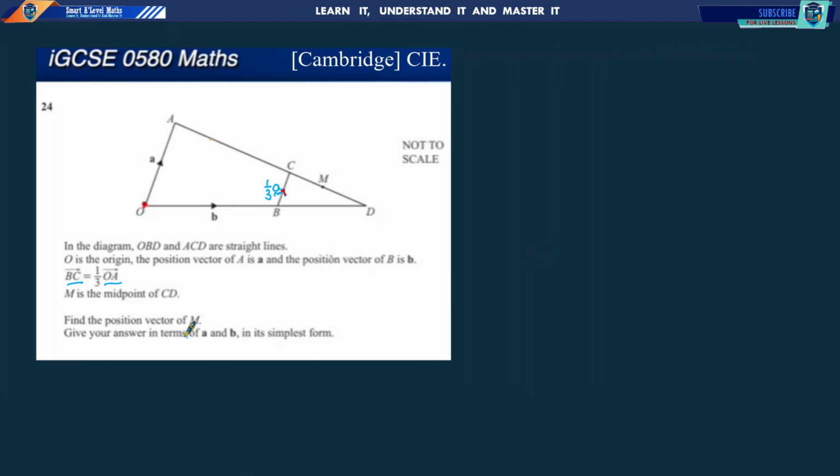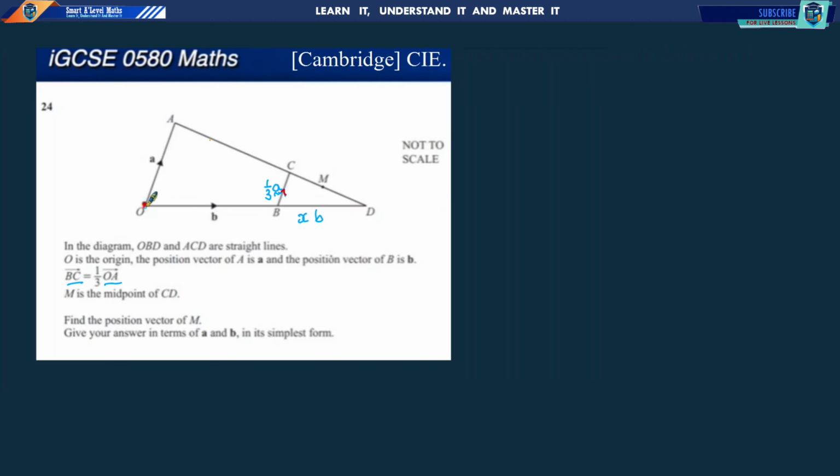For us to get the position vector of M, we are simply getting OM. And how to get OM? We can move from O to B, then B to D, and D to M. That will give us OM. Sometimes students get confused and don't know where to start from. Easy. Firstly, since B is along OD, a straight line, we can think of it as say X times vector B.